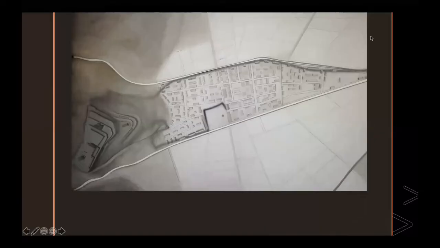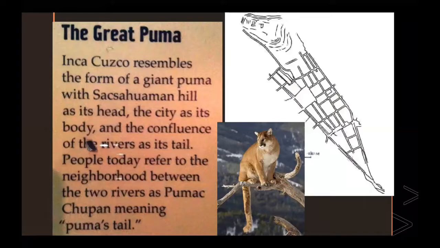All right, so here's some visuals about what we just talked about. So this is an idea of why they think that it was laid out to resemble a puma. All right, Inca Cuzco resembles the form of a giant puma with Sacsayhuaman Hill as its head, the city as its body, and the confluence of the rivers as its tail. People today refer to the neighborhood between the two rivers as Pumac Chupan, meaning puma's tail.